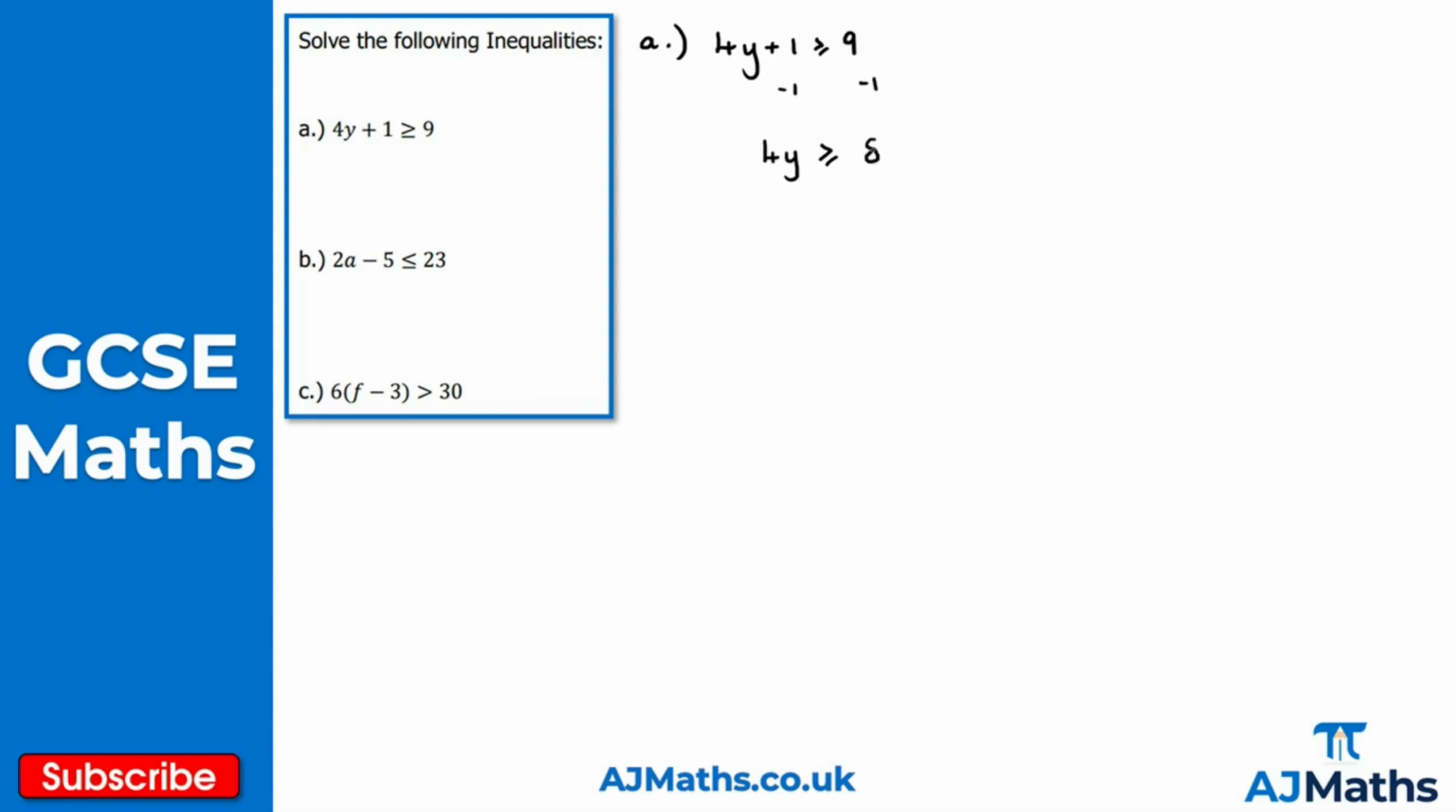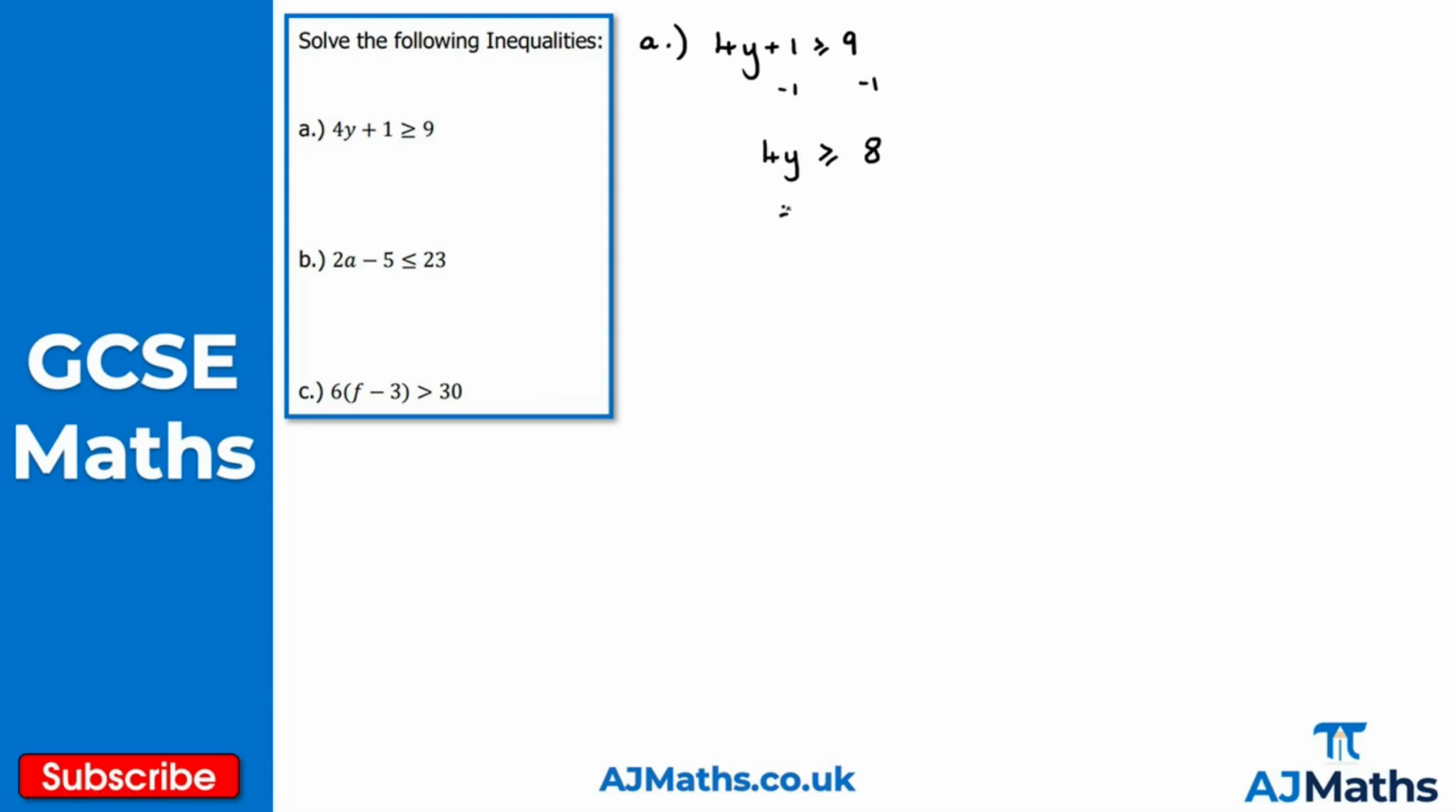And that would give us 8 there. Okay. So again, we just want y on its own here. So because we're timesing y by 4 here, remember we always do the opposite. So what's the opposite of timesing by 4? Well, that would be to divide by 4.